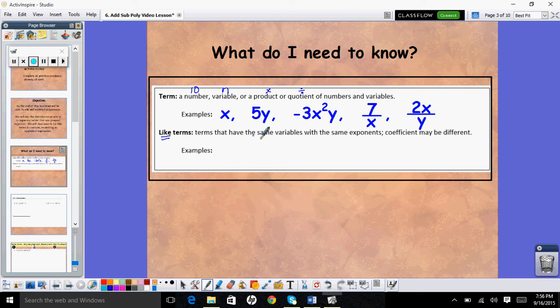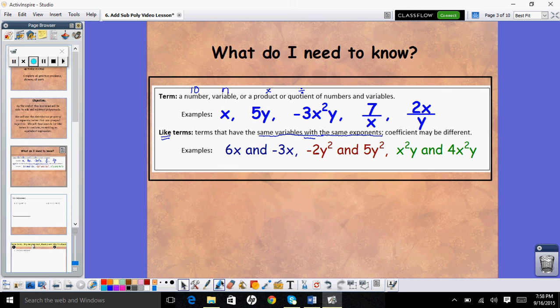These are terms that have the same variables with the same exponents. The coefficients may be different. Let's take a look at some of those examples. You can see here that x and x are the same variable and they both have an exponent of 1. Therefore 6x and negative 3x are considered like terms.